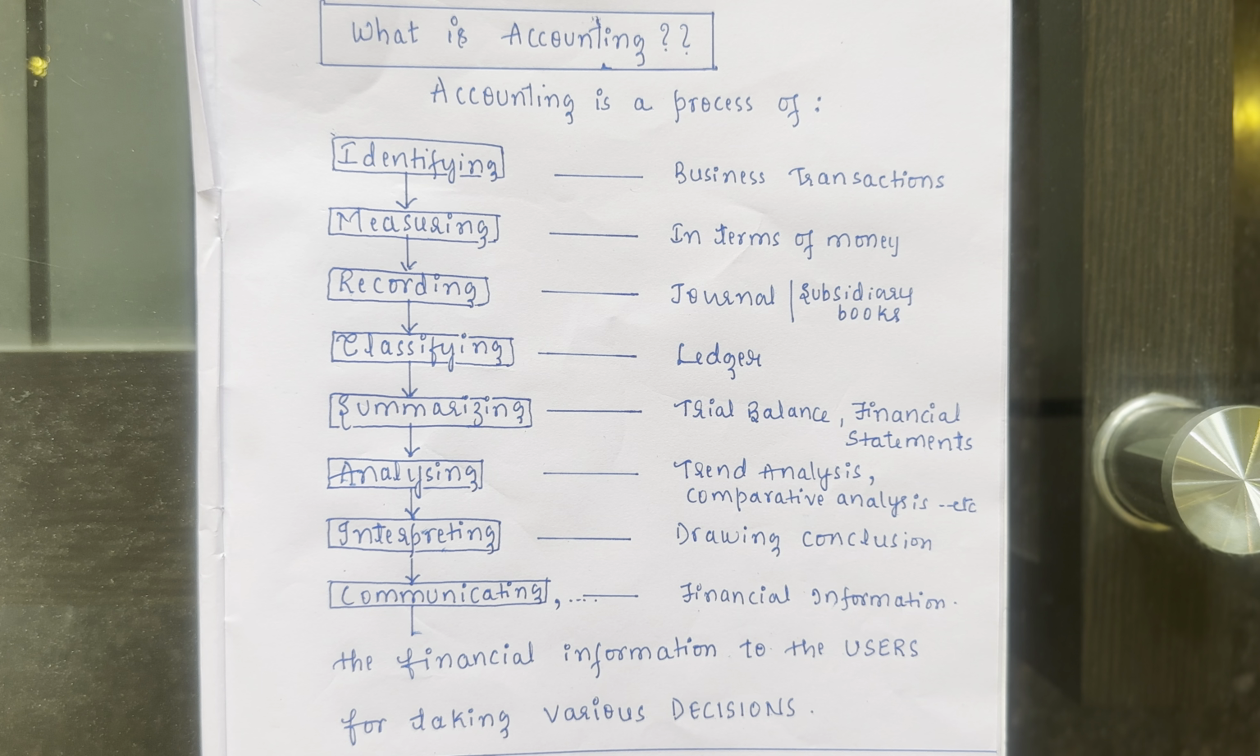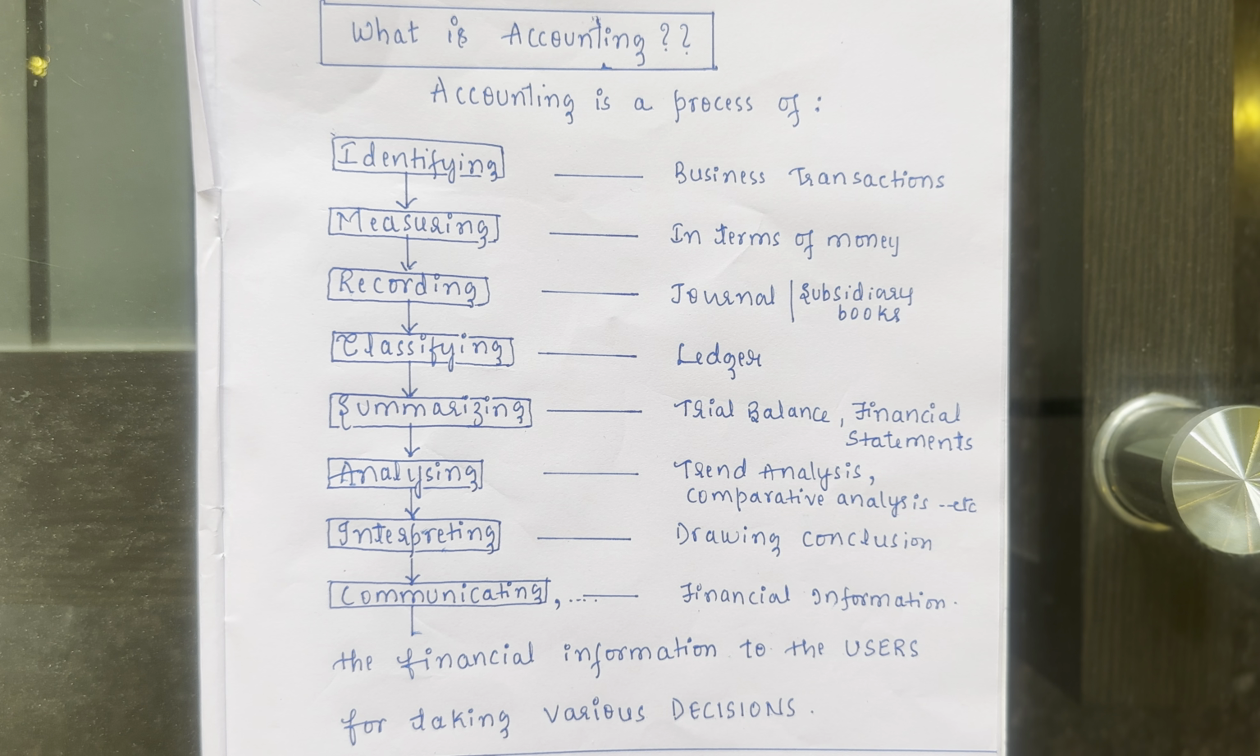After analysis, we have interpreting. Interpreting means what? What do we actually do? We draw the conclusion. We draw a conclusion related to the performance of the business, how well the business is performing, and about the financial health of the business. You say, no, financial position, like what is the value of assets of the business, how much liability it has. All this we get to know. We come to a conclusion, and based on that conclusion, we take certain decisions.